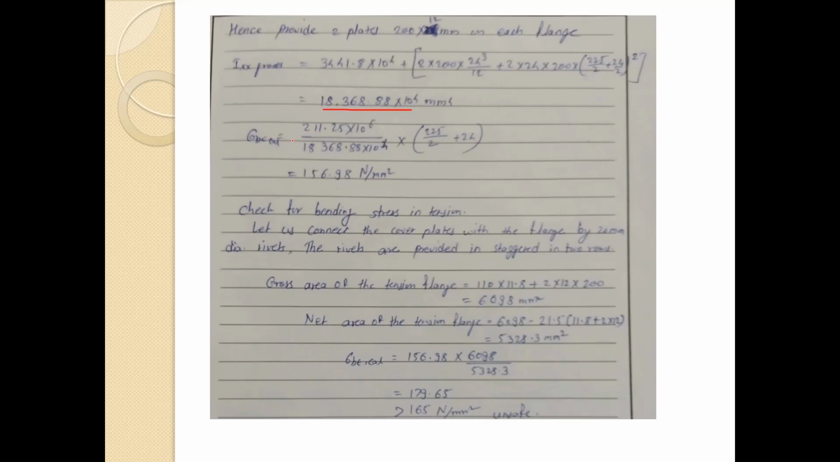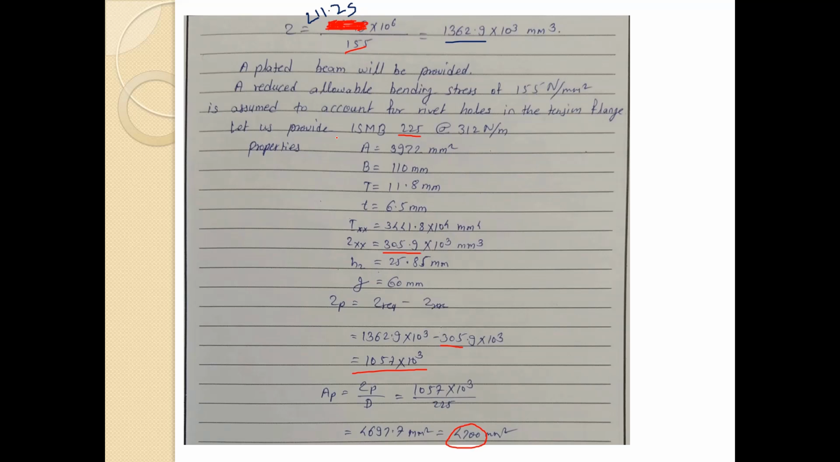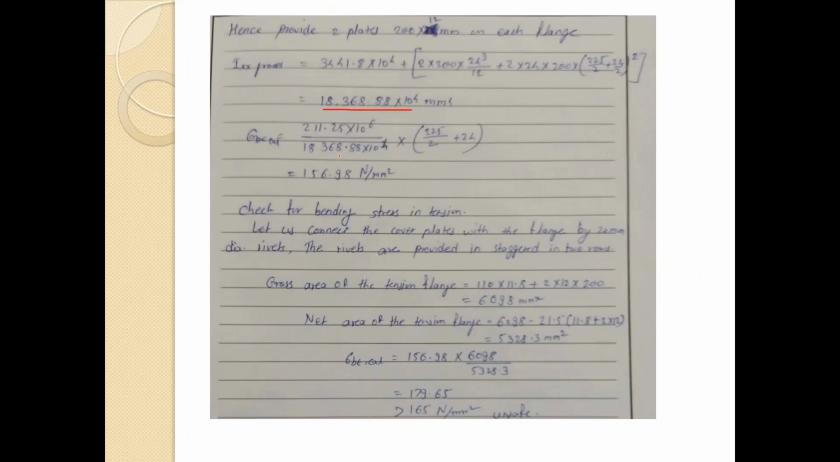Then this sigma BC calculated, that is 211.25, that is the value of the bending moment, divided by this I into this Y, that is 225, that is the depth D, plus 24, that is the thickness of the 12 plates. Then that becomes 156.98. So we are checking for the bending stress in tension.